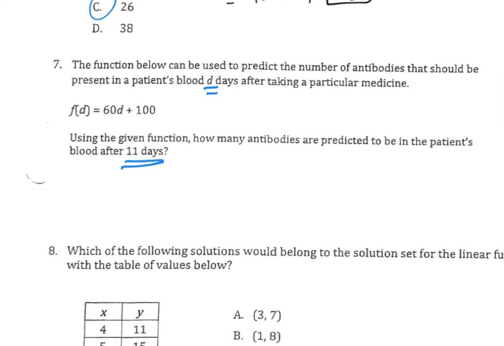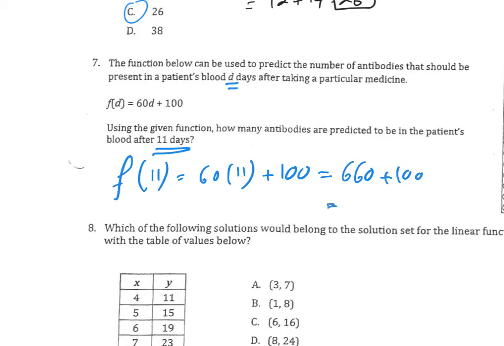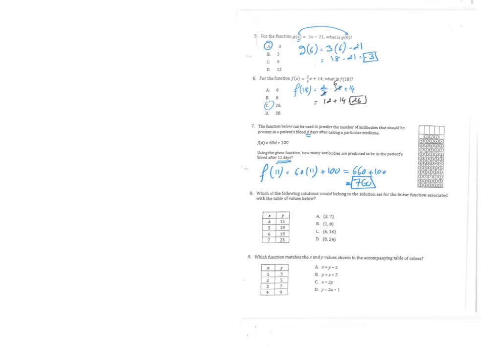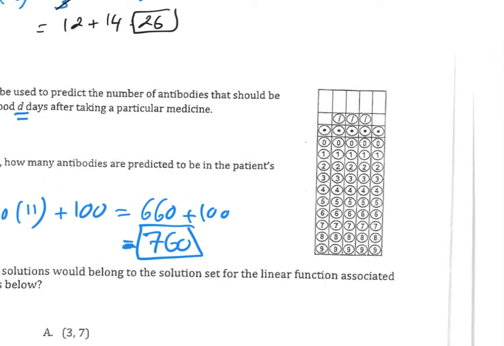So what is f(11) here? f(11) is going to be 60 times 11 plus 100. 60 times 11 is 660, plus 100, and the answer will be 760. In this question, we need to fill the answer in this box here. So make sure you bubble it correctly. You can write it this way, like 760.